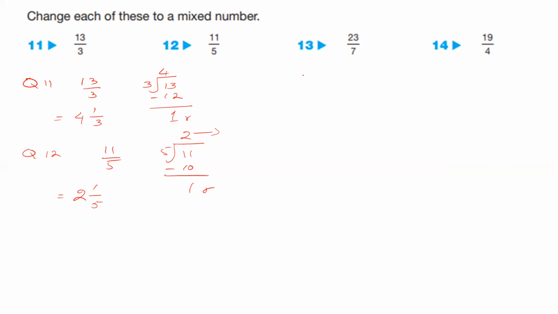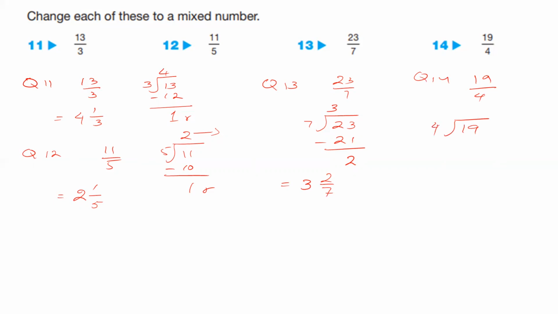Now we come to question 13. 23 upon 7 means 23 inside, 7 as divisor. 7 times 3 is 21. Then here this comes 2. So the answer will be 3 whole, 2 upon 7. Same way question 14. 19 upon 4 means put 19 inside, 4 as divisor outside, 4 times what nearest to 19?